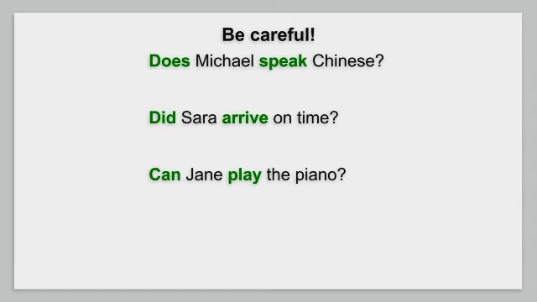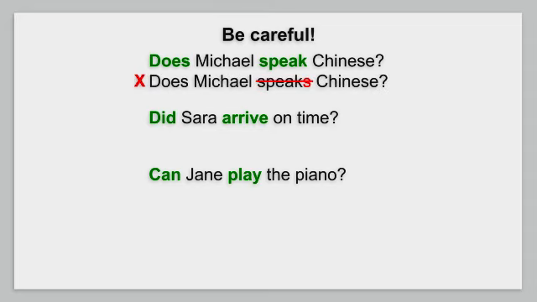Look at the examples. Does Michael speak Chinese? Not speaks. Does Sarah arrive on time? Not arrived. Can Jane play the piano? Not plays.